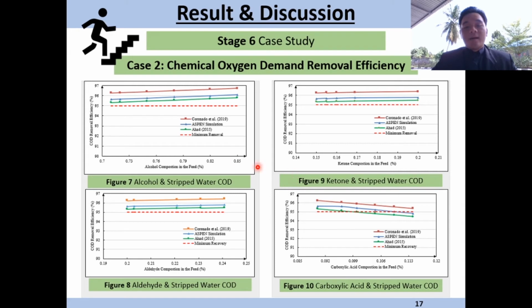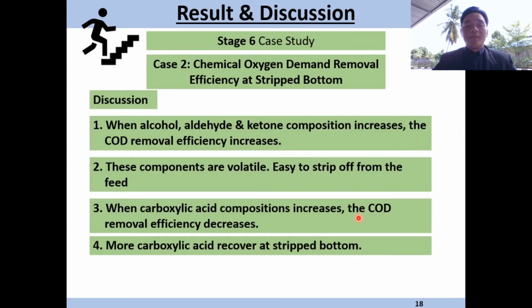And the research also proceeds with case 2, which is the chemical oxygen demand removal efficiency. So after the distillation column, at the strip bottom, the COD removal efficiency for alcohol, ketones, and aldehyde is above the red line. So the red line indicates the minimum removal. But for the carboxylic acid, the COD removal efficiency goes lower than the red line after 0.09% of carboxylic composition.